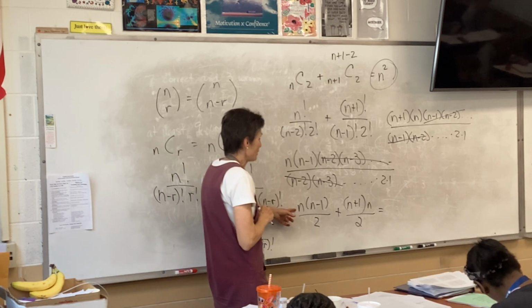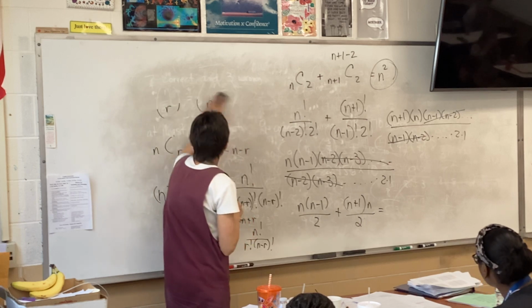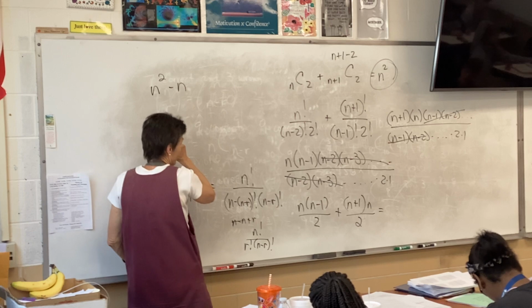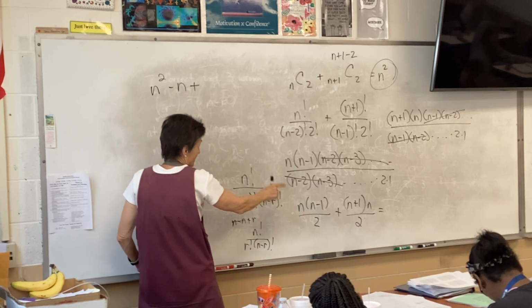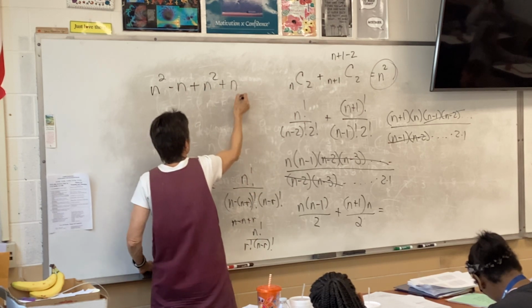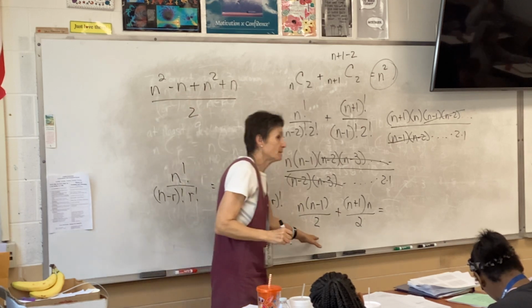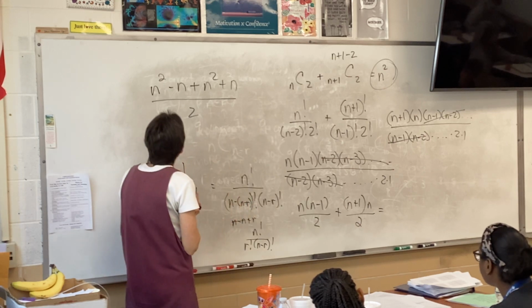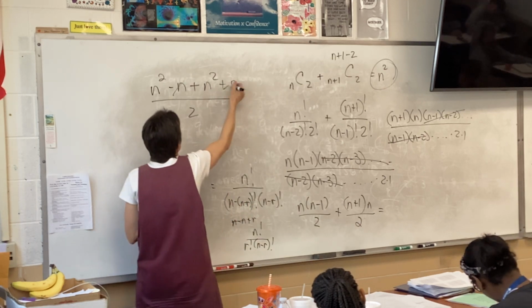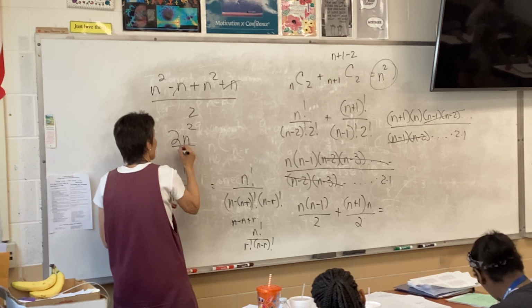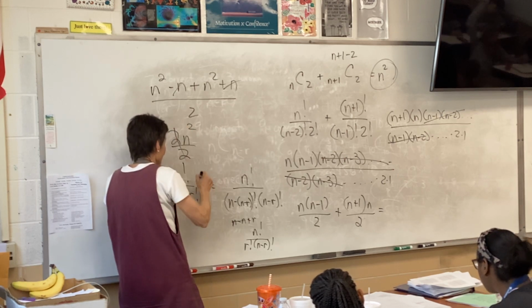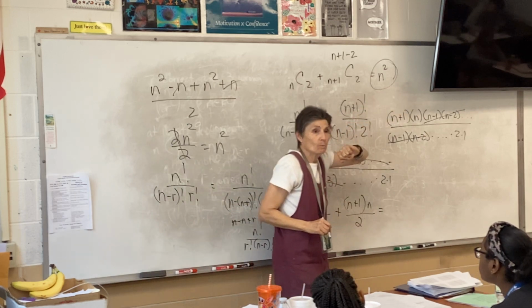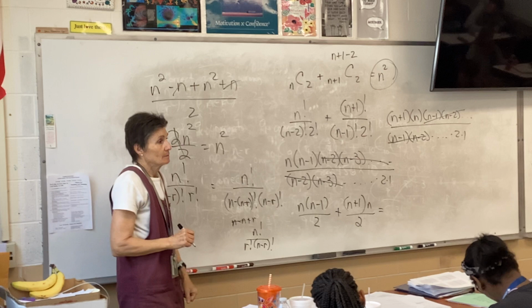So let's distribute. If I distribute, I'm going to get n squared minus n plus n squared plus n all over 2. These have a common denominator, so I can add them. What's that? 2n squared over 2, which is exactly what we wanted it to be.